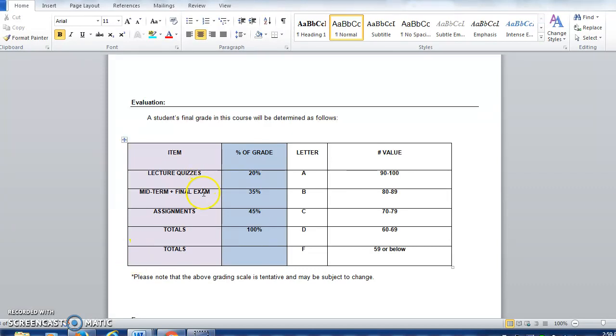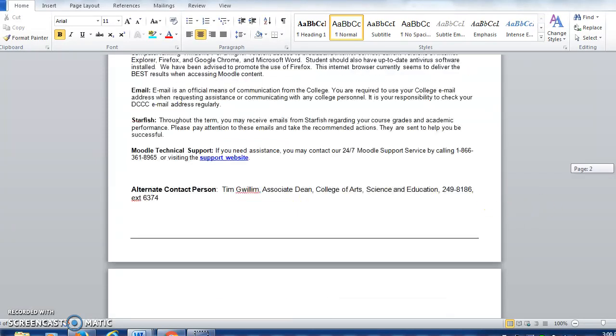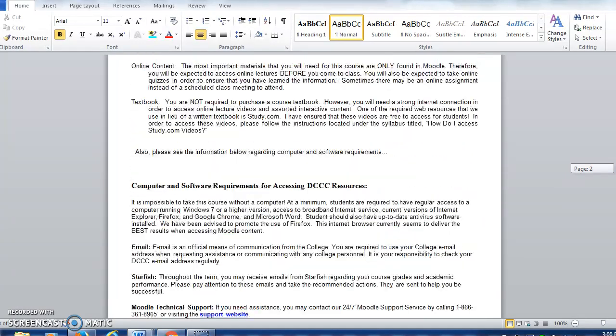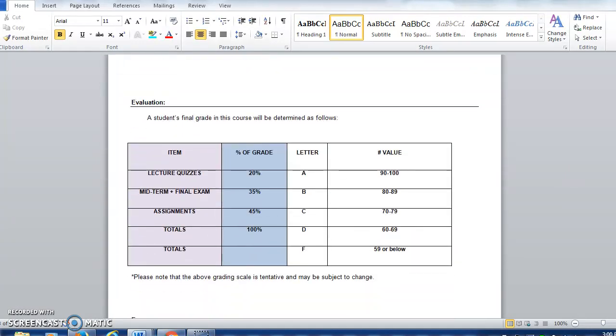The final exam is run in the same manner as the lecture quizzes. So the lecture quizzes are essentially preparing you for the midterm and the final exam, which are all administered online. The midterm and the final together are worth 35% of your overall grade. All right, so 35% of your overall grade.